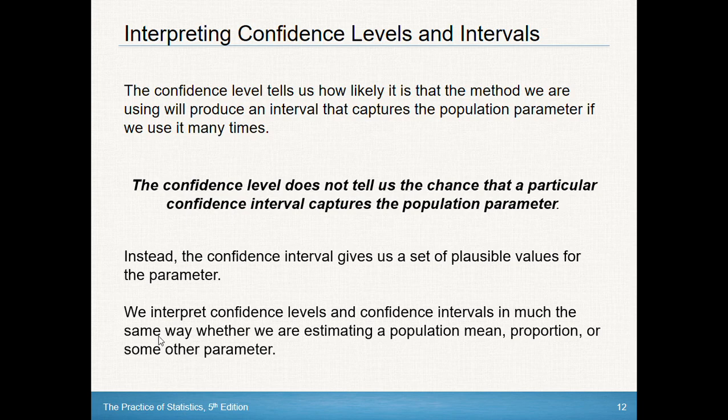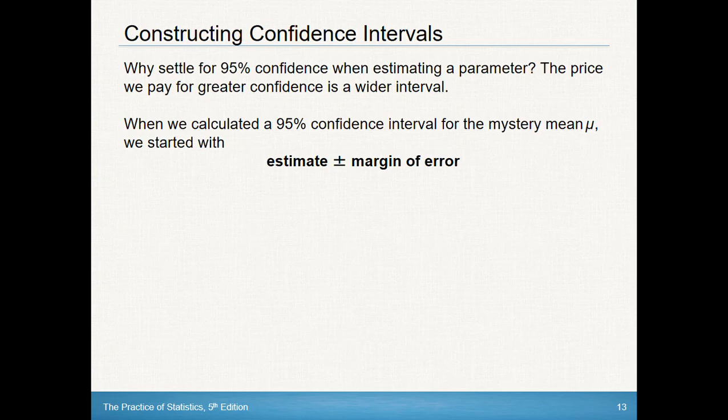So that's where this word plausible comes in. The interval gives a set of plausible values. In other words, if we were to see that the parameter actually fell outside of the interval, then we would be surprised, because we had captured these plausible values. I think that's about it for that page.